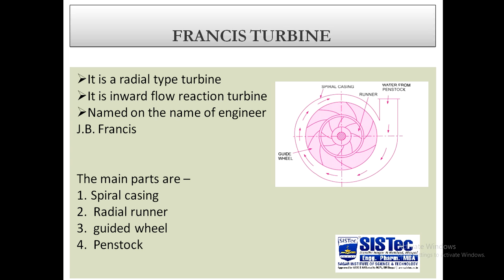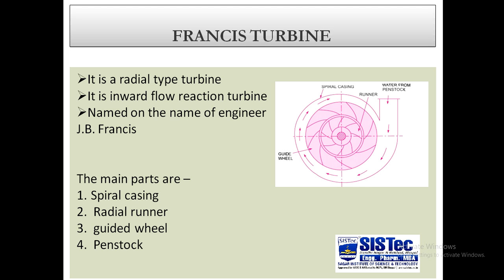The name of the engineer who discovered this turbine was J.B. Francis. So the turbine was known as Francis turbine. The main parts of this turbine we can see in the figure. One is the spiral casing. In the case of Pelton turbine, I have told you the casing was not spiral. It was just like boundaries. Those boundaries are provided for the Pelton turbine, but here the spiral casing is provided.